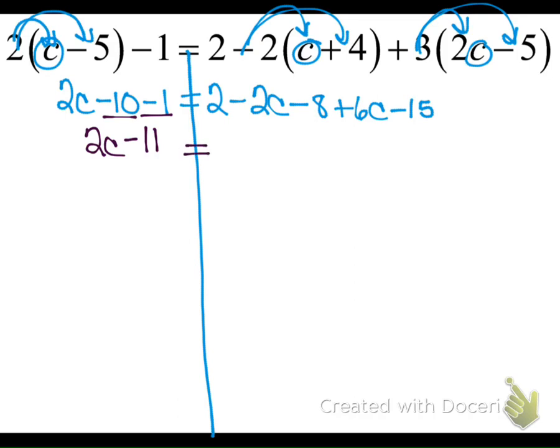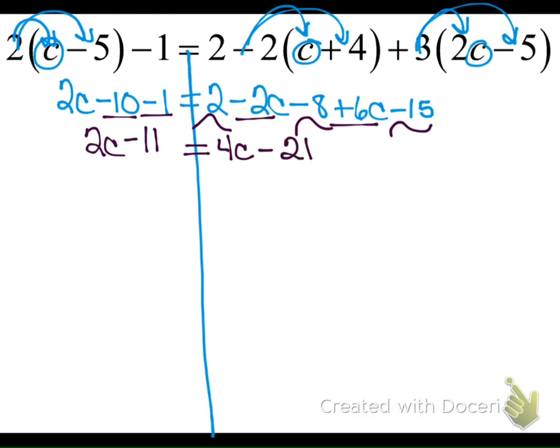Then what do I do with my right side? Okay. So what are my like terms here? Negative 2c and which equals? Positive 4. And what are my other like terms here? So we have 3. So what's 2 minus 8? Negative 5. Wait, no. Negative 6. Then negative 6 minus 15. Negative 21.